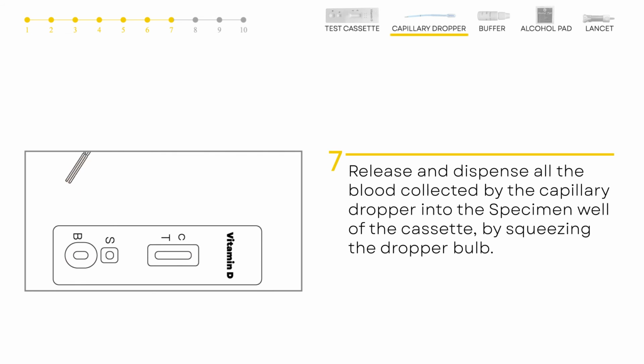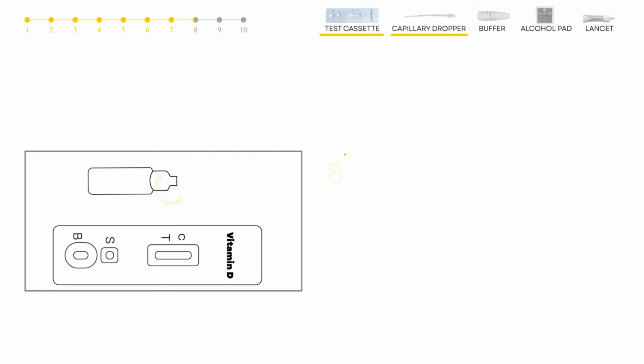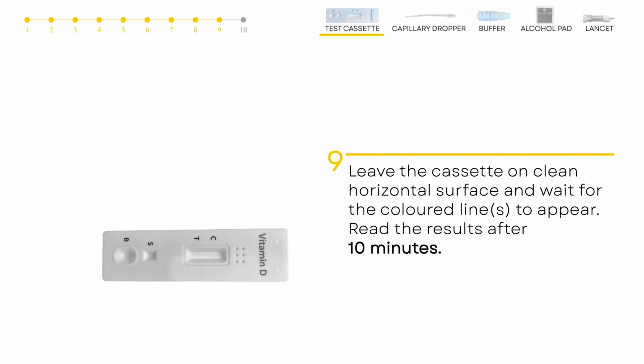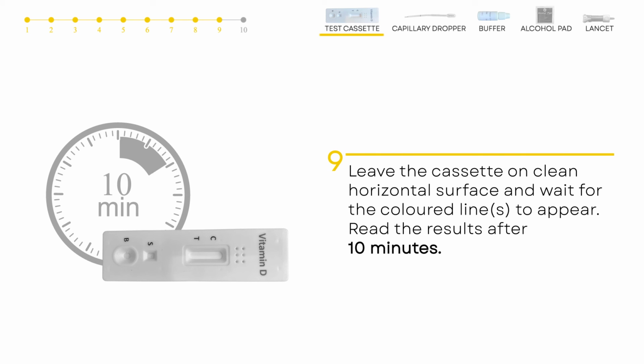Release all the blood collected by the capillary dropper into the specimen well in the S section of the cassette by squeezing the dropper bulb. Unscrew the cap of the buffer bottle and add 2 drops of buffer into the buffer well B of the cassette. Leave the cassette on a clean horizontal surface for 10 minutes and wait for the coloured lines to appear.